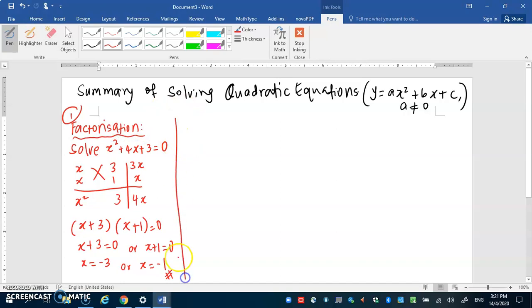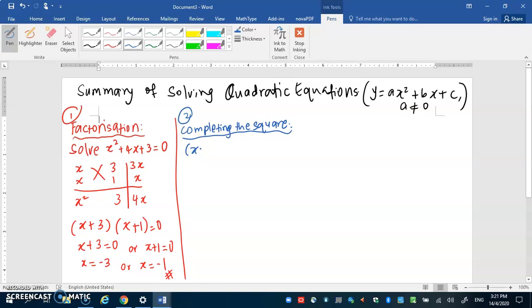Okay, what about the second method you learned? The second method you learned is completing the square. Okay, this one is slightly challenging, but I'm sure y'all are getting the hang of it slowly. So let's say the same question, solve x squared plus 4x plus 3 equals to 0 using completing the square. So what would you do?